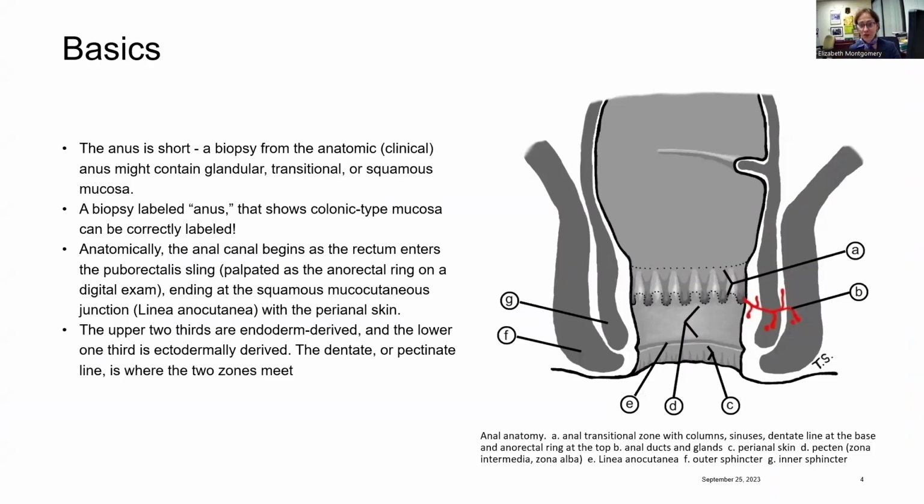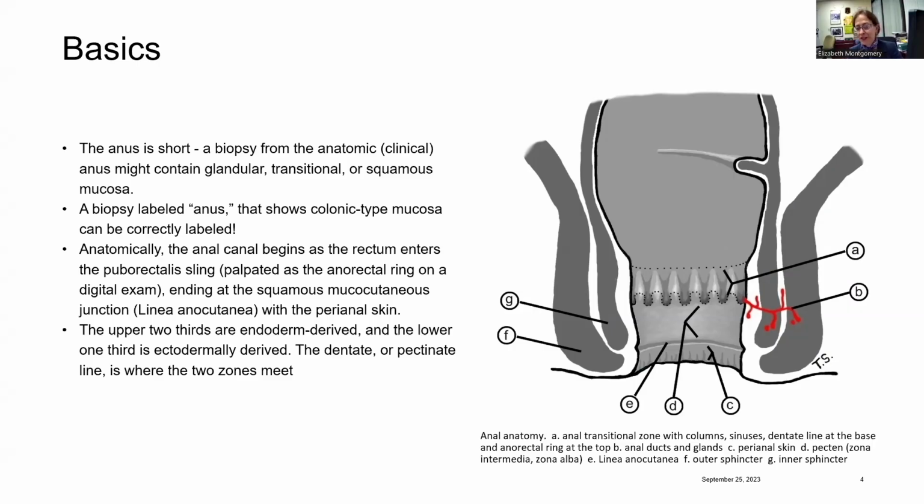The anus is short. So for example, a biopsy from the anatomic anus could actually contain glandular, transitional, or even squamous mucosa. So you can have a biopsy that's labeled anus that shows colon type mucosa, and that is not necessarily labeled wrong. Anatomically, of course, the anal canal begins when the rectum enters the puborectalis sling that can be felt as the anorectal ring if you put your finger up there, and it ends at the squamocutaneous junction.